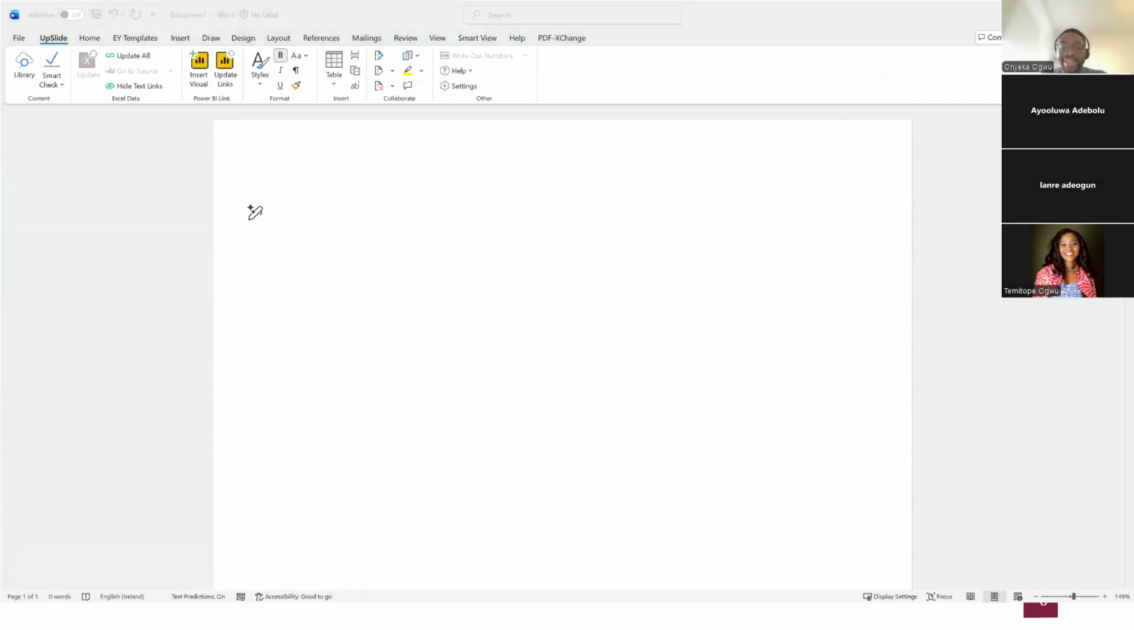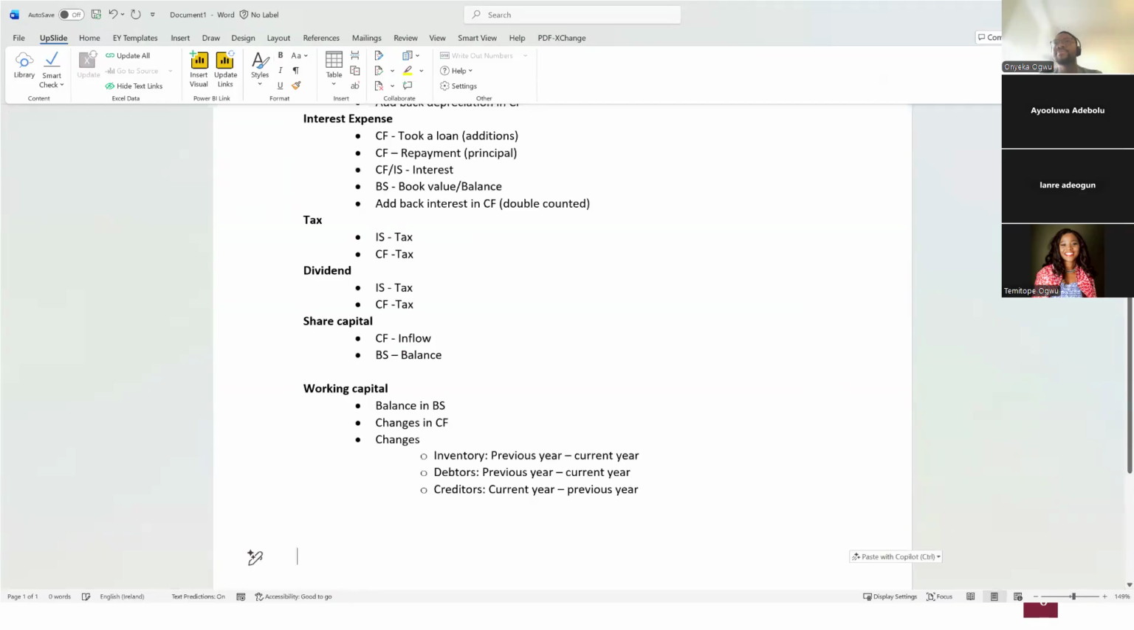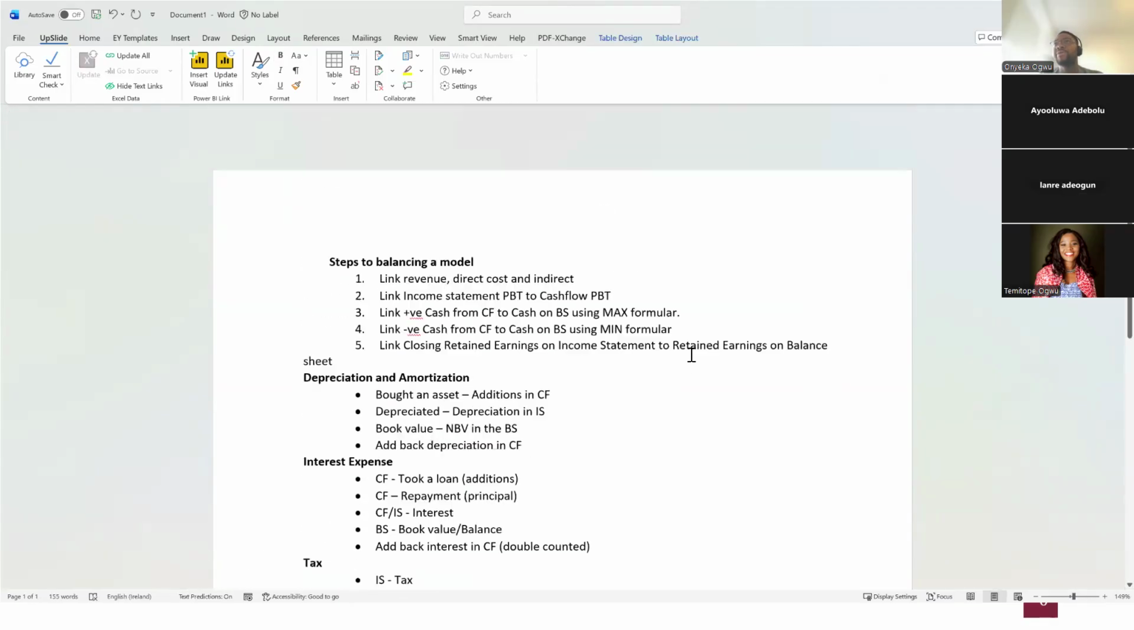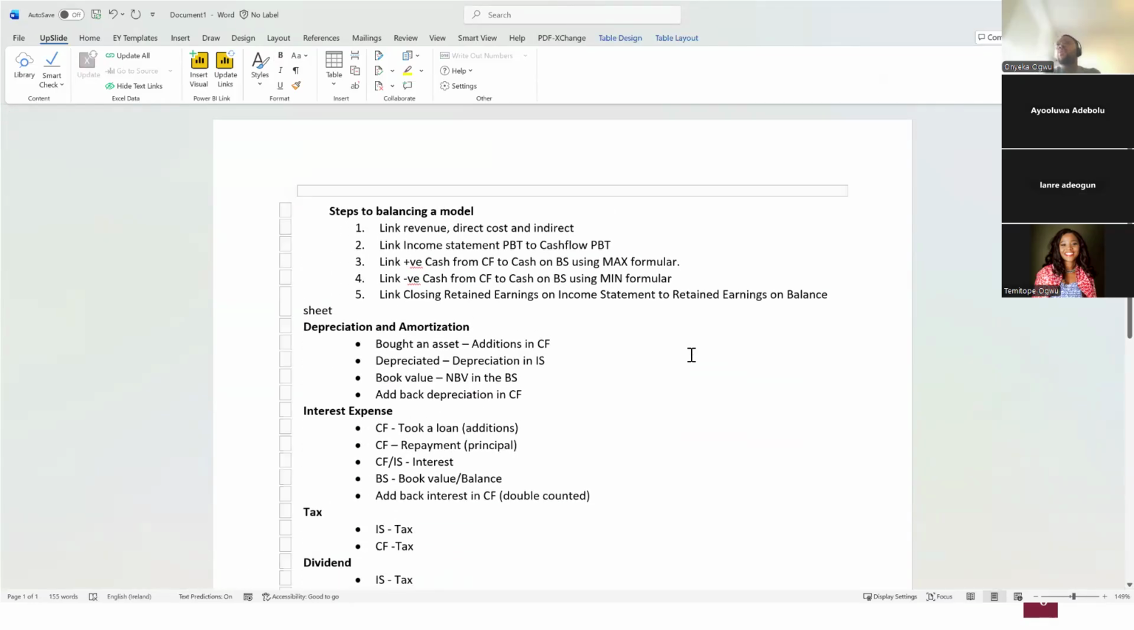Now, the thing about linking is that if you use the steps I'm going to share, everything will balance. But if you try and do it on vibes, you most likely will make a mistake. If you follow this exact format I'm sharing on the screen now, everything will work out well.